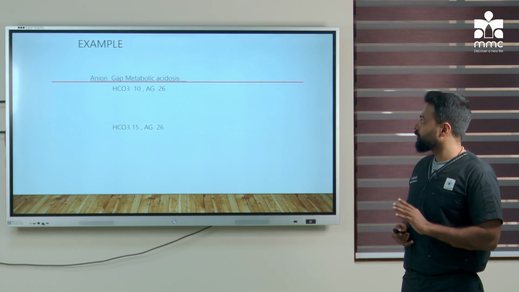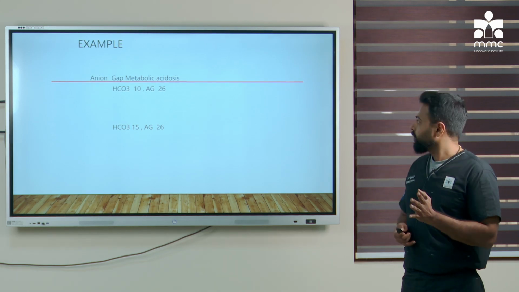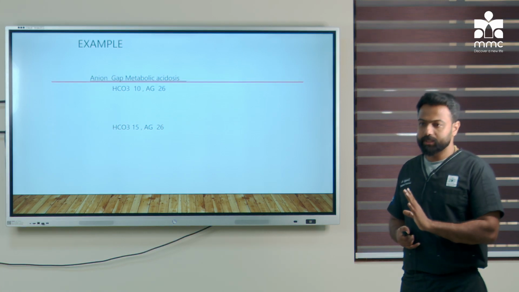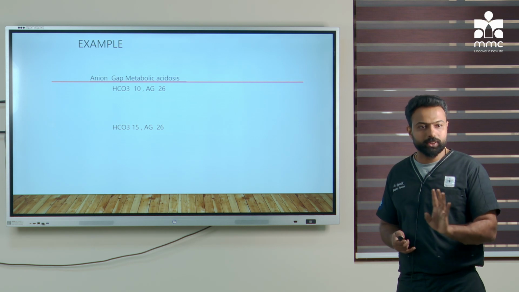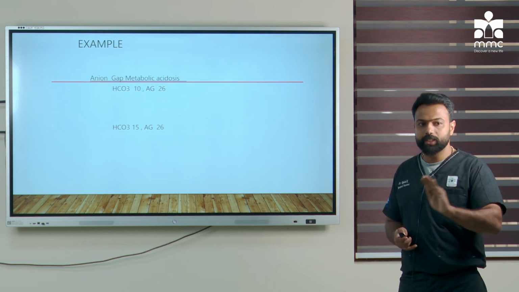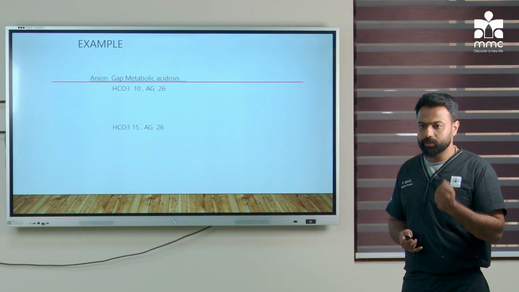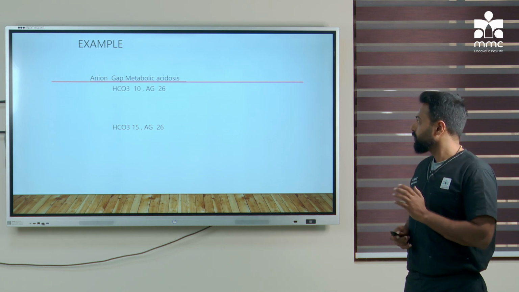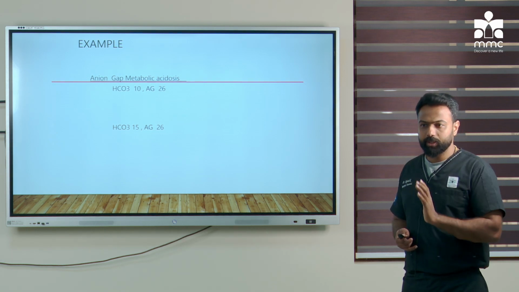So coming to this, anion gap metabolic acidosis. You know bicarbonate is 10 and anion gap is 26. Consider pH is less than 7.4. So it is metabolic acidosis, no doubt, right? pH is less than 7.4, that means it is acidosis. And you look at the bicarbonate, it is low here. So it is a metabolic acidosis. I didn't give the value of PCO2. Consider PCO2 is compensated according to the value.